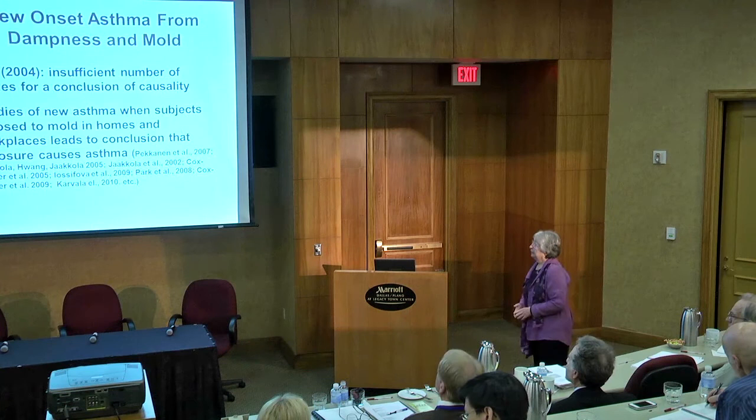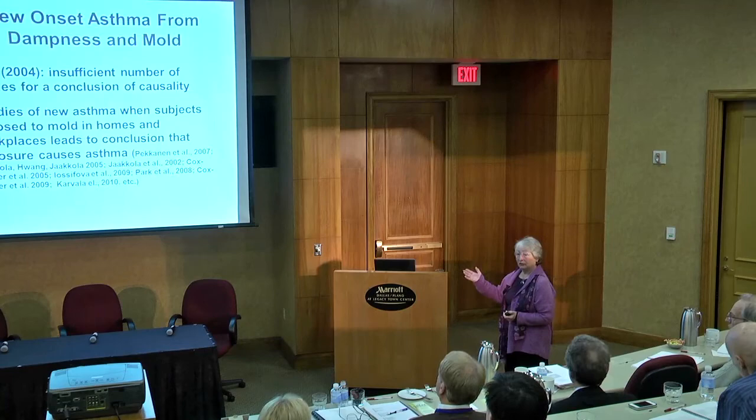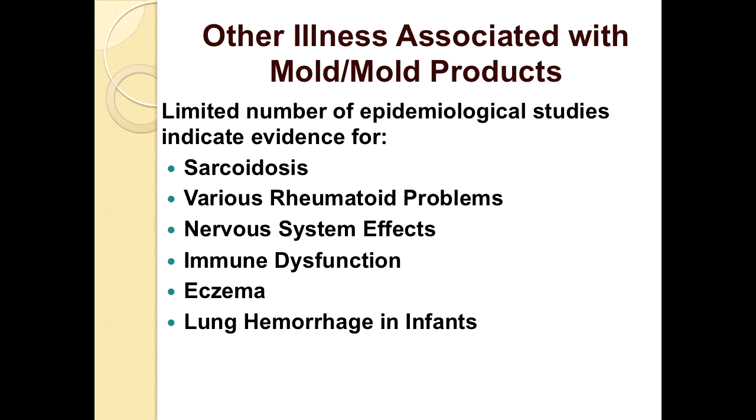When we looked at the data, we said there's insufficient number of studies for a conclusion of causality. However, there are a few more studies. I've listed them. They're in the reference list. And studies of new asthma of subjects exposed in homes and workplaces lead to my conclusion that exposure causes asthma. Other illnesses associated with mold and mold products: sarcoidosis, various rheumatoid problems that have been studied in Finland, nervous system effects, immune dysfunction, eczemas, lung hemorrhage in infants.